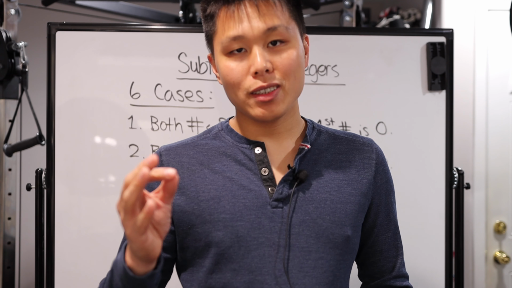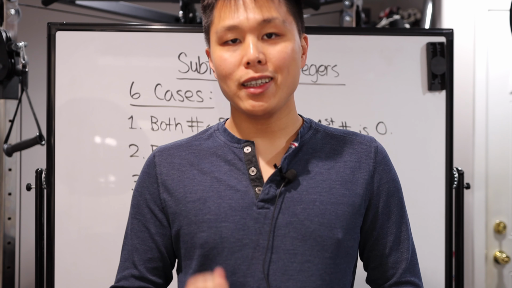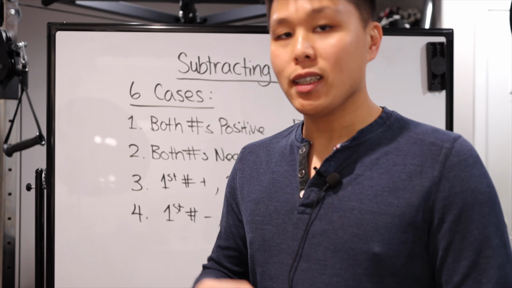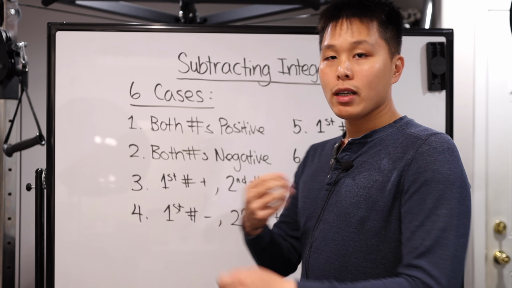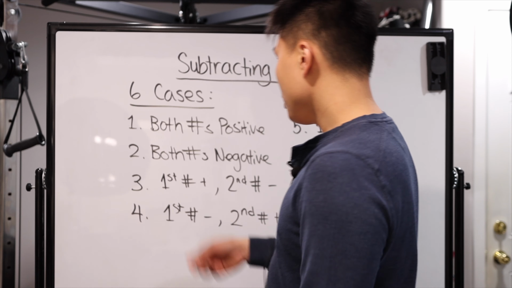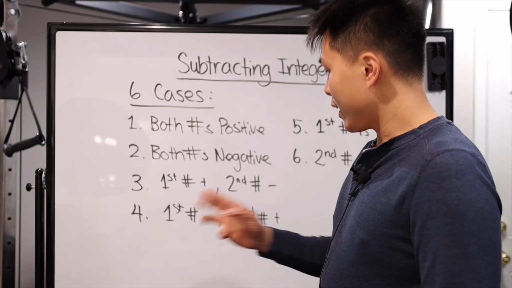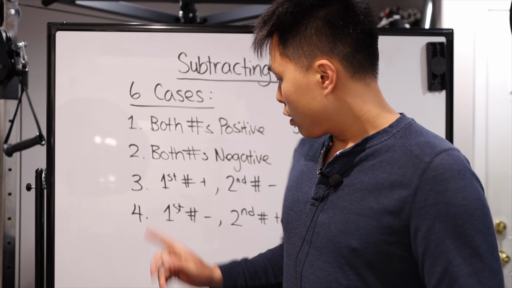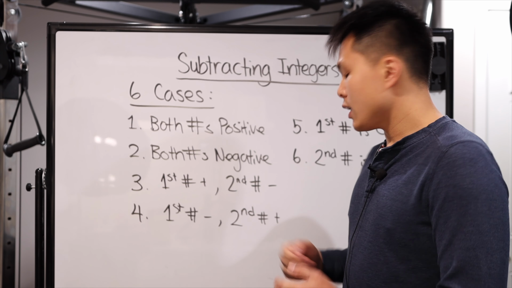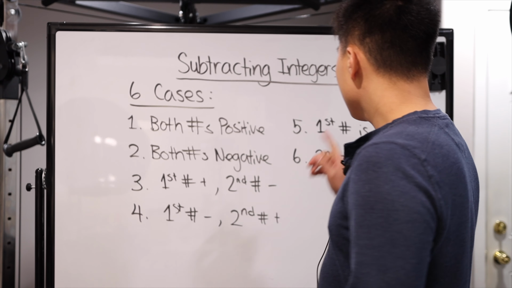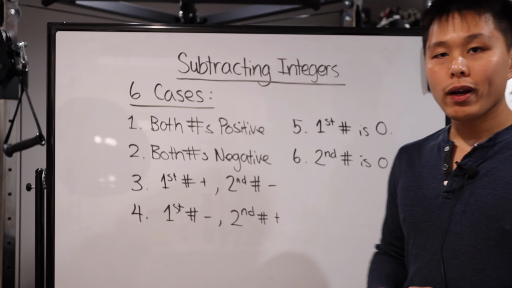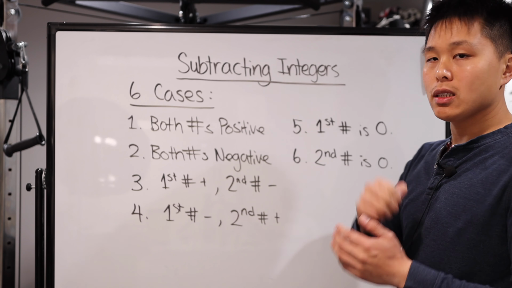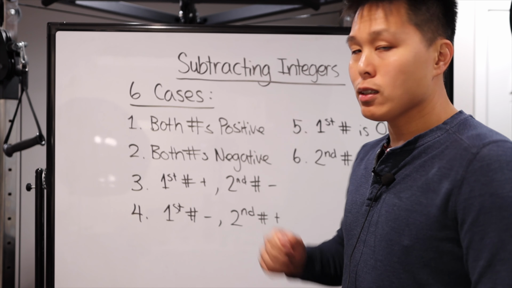But anyways, as you can guess, we are focusing on subtracting integers. Now, for subtracting integers, there's actually 6 different possible cases that you can encounter. The first one, both numbers are positive. The second one, both numbers are negative. Third case, the first number is positive and the second number is negative. The fourth case, the first number is negative, the second number is positive. The fifth case, the first number is a 0, and the sixth case, the second number is a 0. So these are all 6 different cases that you will encounter when subtracting integers.